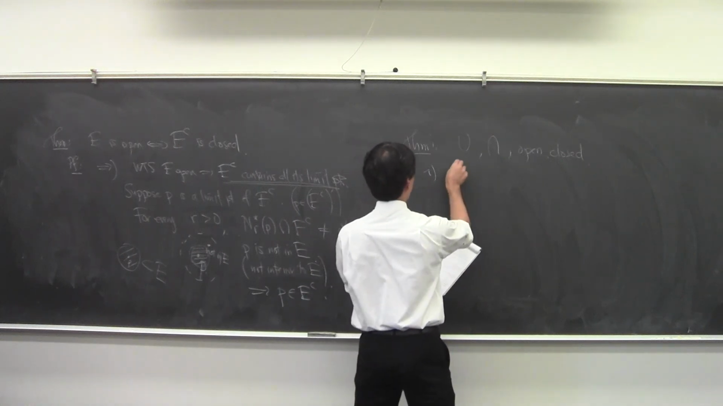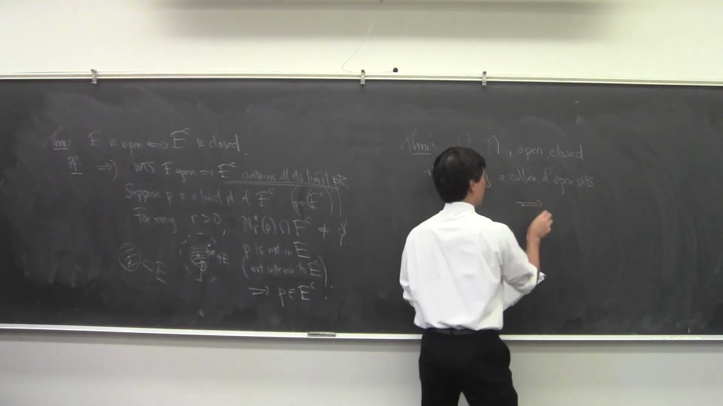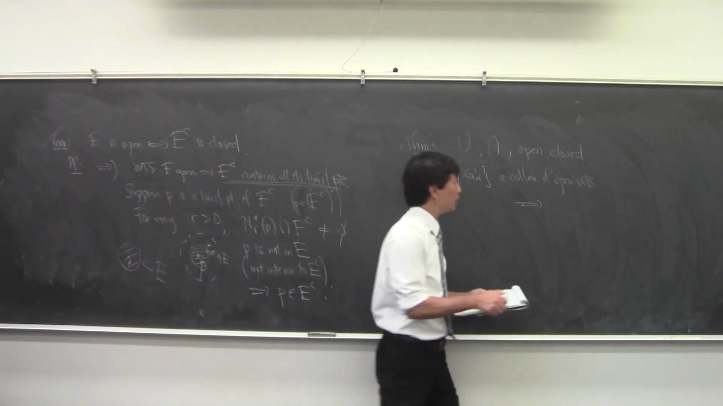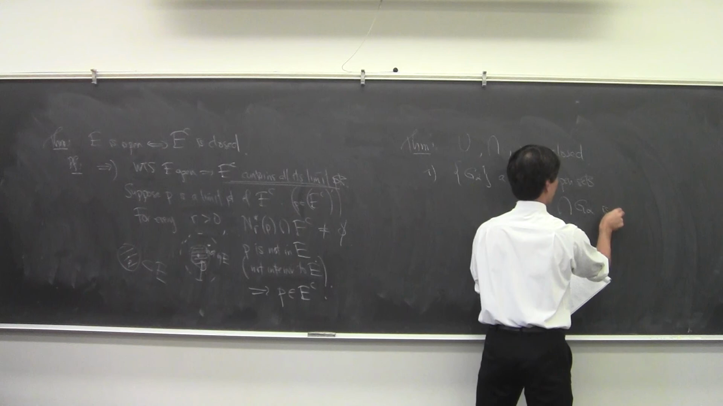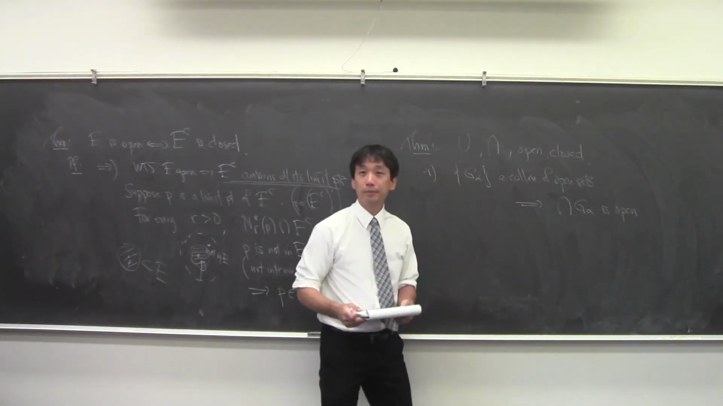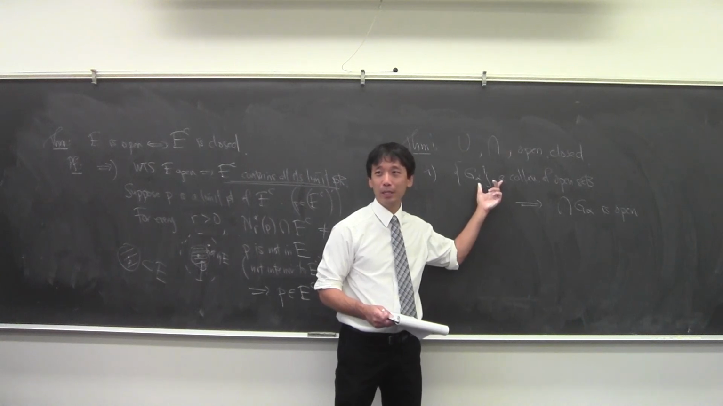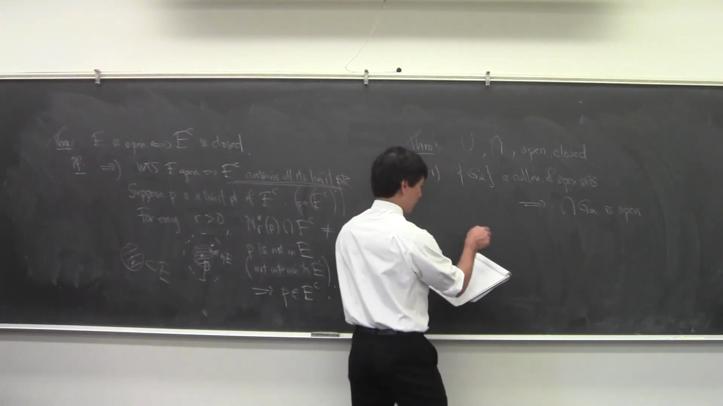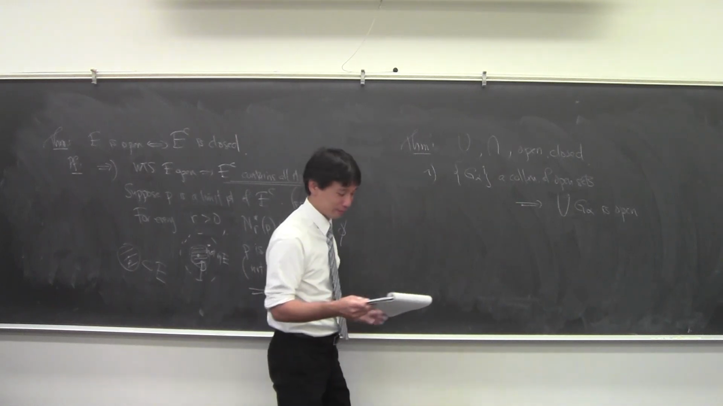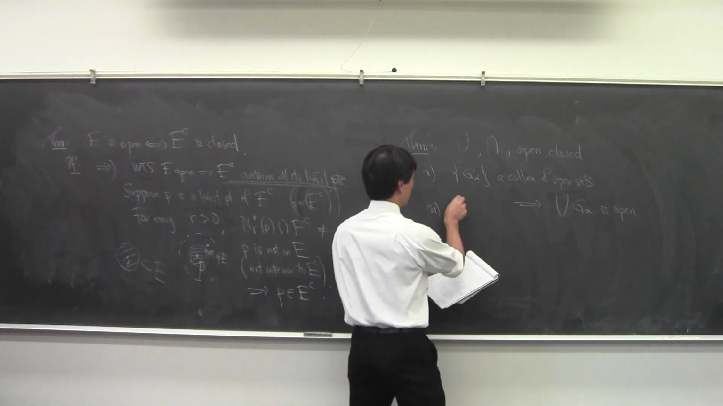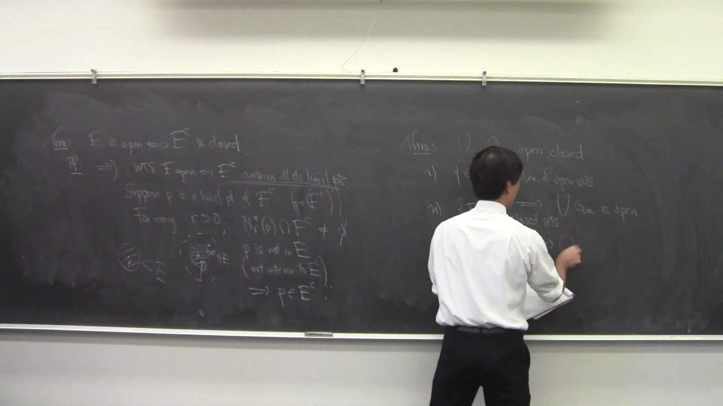What it says is the following: if you have any collection of open sets, then the union is going to be open. It could be a finite collection, it could be an infinite collection, it could be an uncountably infinite collection, and yet you're going to end up with an open set. Similarly, if you have a collection of closed sets, then the intersection is going to be closed.